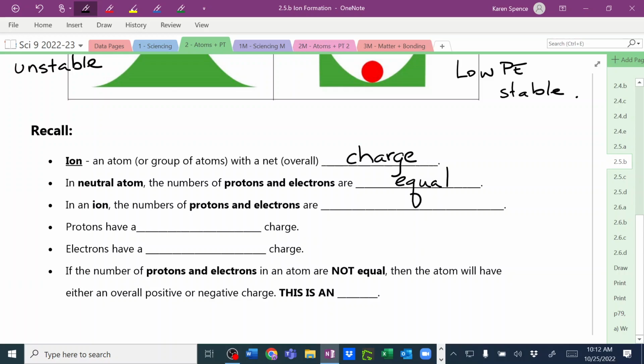So we have an ion, an atom or group of atoms with a charge. In a neutral atom, the protons and electrons are equal. What can you say about the protons and electrons in an ion? They are unequal.